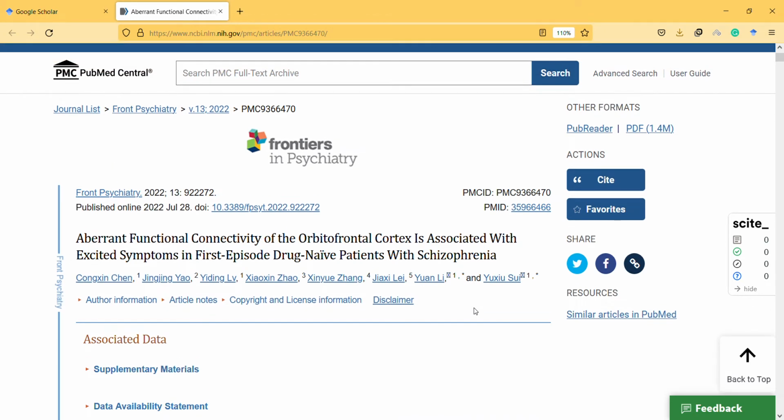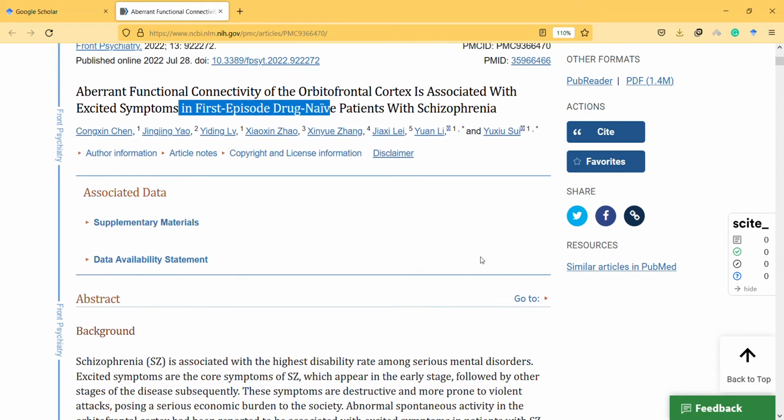I'm here with an interesting article about functional connectivity of the orbitofrontal cortex, and it says the aberrant functional connectivity of the orbitofrontal cortex is associated with excited symptoms in first episode drug naive patients with schizophrenia. It seems an interesting study because it's hard to find first episode drug naive patients with schizophrenia. But yeah, let's read this study further.